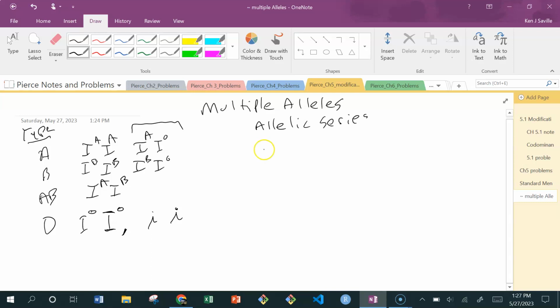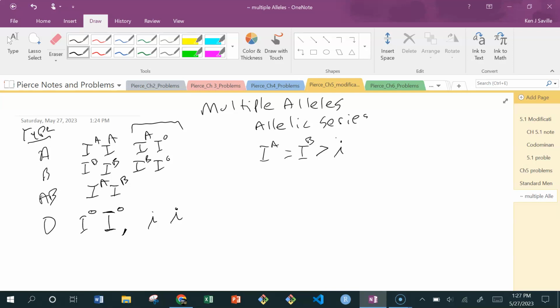So here we know that the A allele is codominant with the B allele, so we say it's equal to the B allele. But both of these are dominant to the O allele, so we can say greater than, a greater than sign. So by knowing this dominance relationship between these different alleles, we can predict the outcomes of crosses.